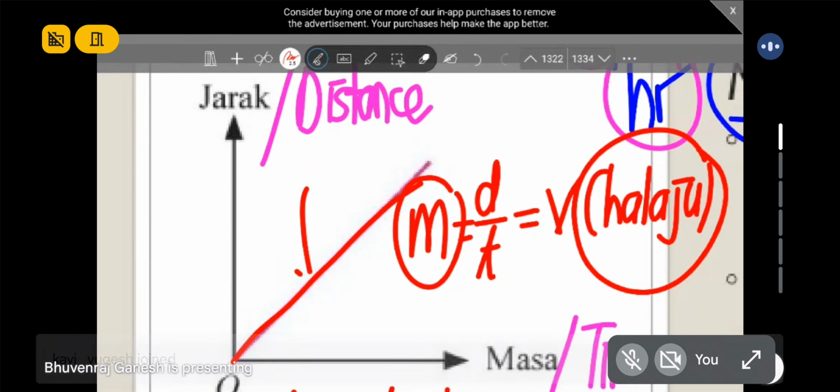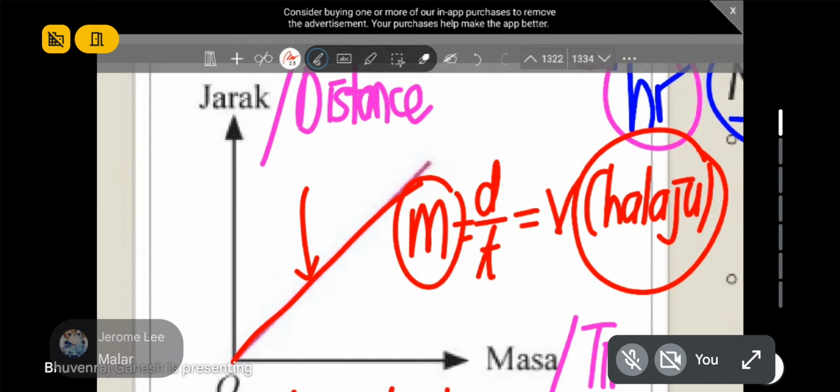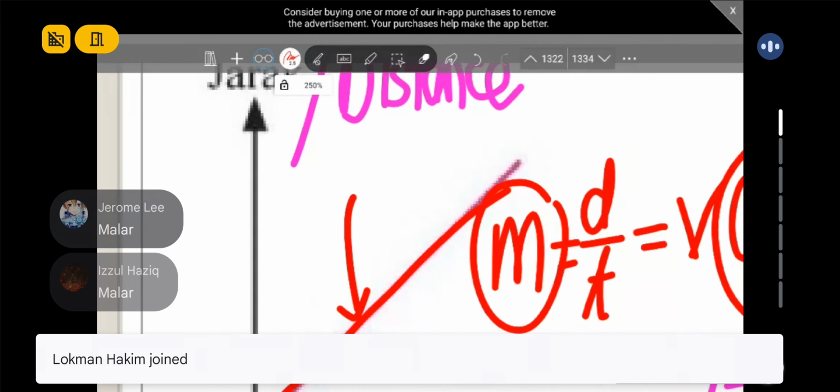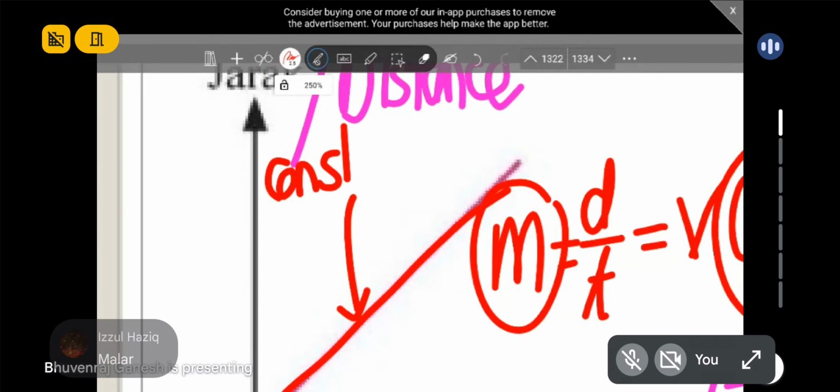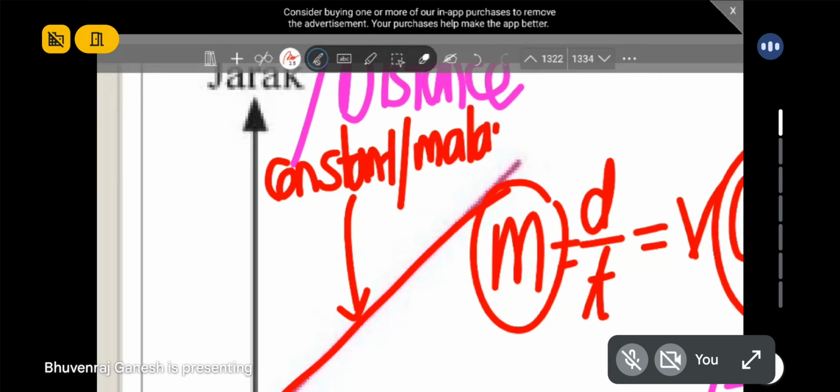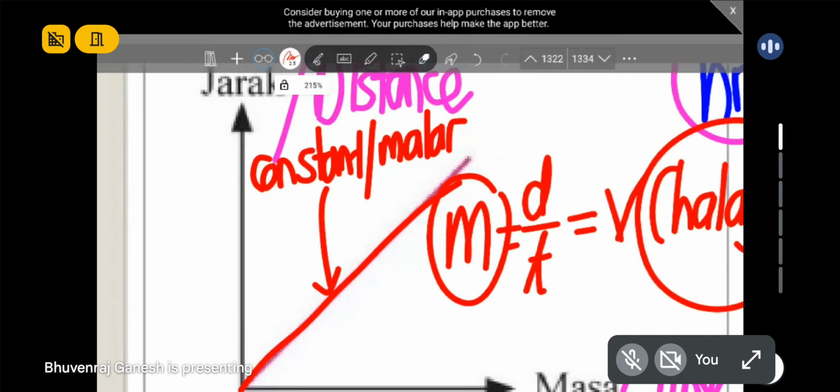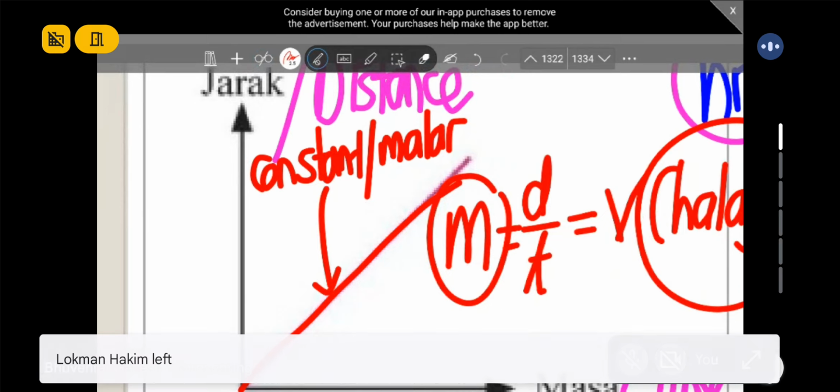So guys, when you see this graph, is the gradient constant or not constant? Kecerunan ni dia malar atau tidak malar? Yes, your gradient here is constant, correct? So gradient constant, kecerunan malar, what does it mean? In terms of your speed or velocity, how is it?